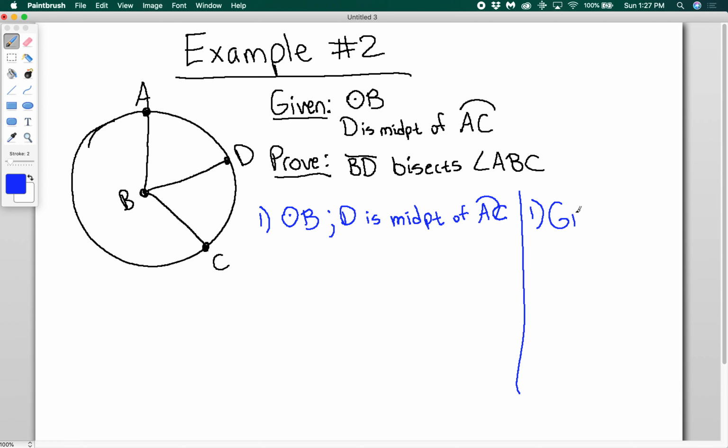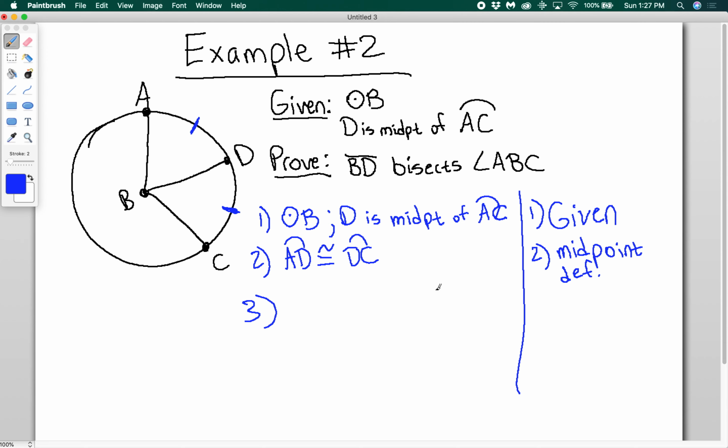And that is given. Okay? And what else do I know here? Well, I know that if this is the midpoint of arc AC, then arc AD has to be equal to arc DC, right? Because that's just what a midpoint is. So I know that this arc here equals this arc here. So that's going to be my second statement. I'm going to say that arc AD is congruent to arc DC, and that's just the midpoint definition. Midpoint of an arc splits it into two congruent arcs.